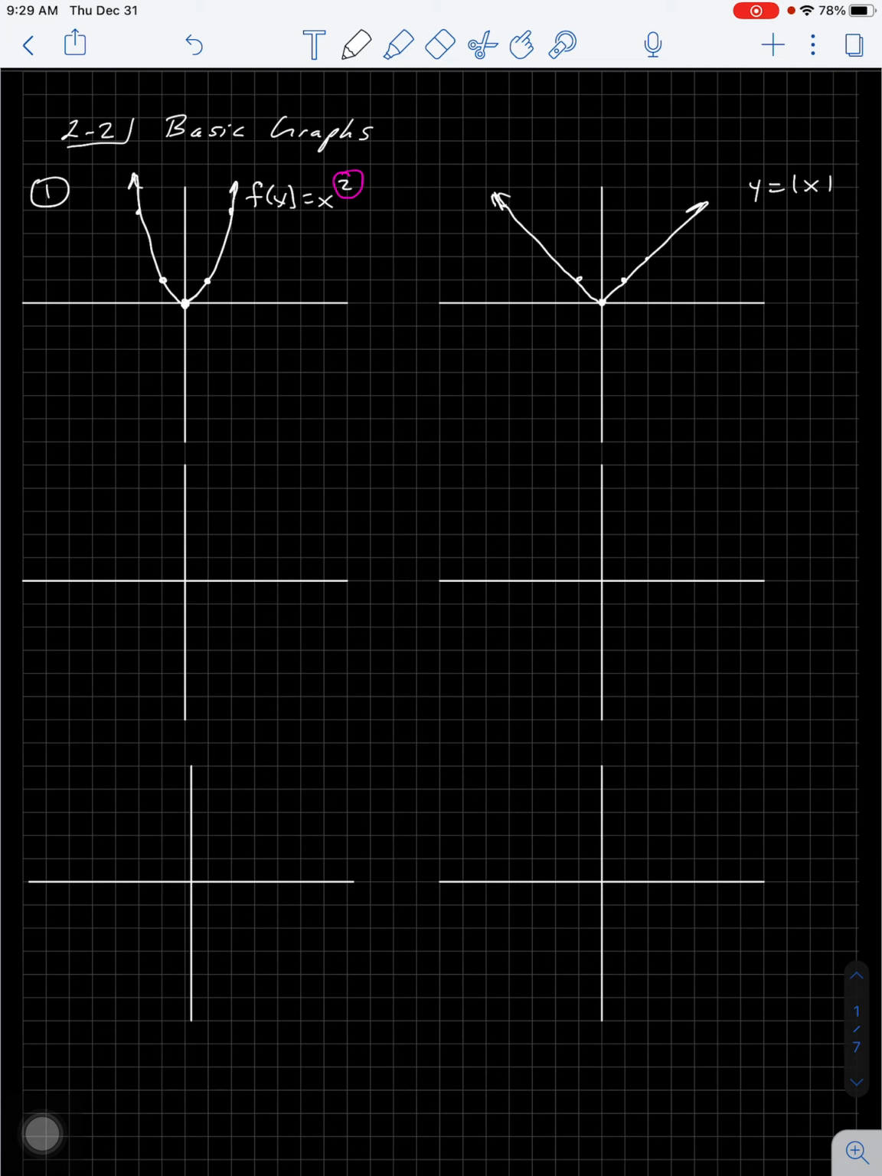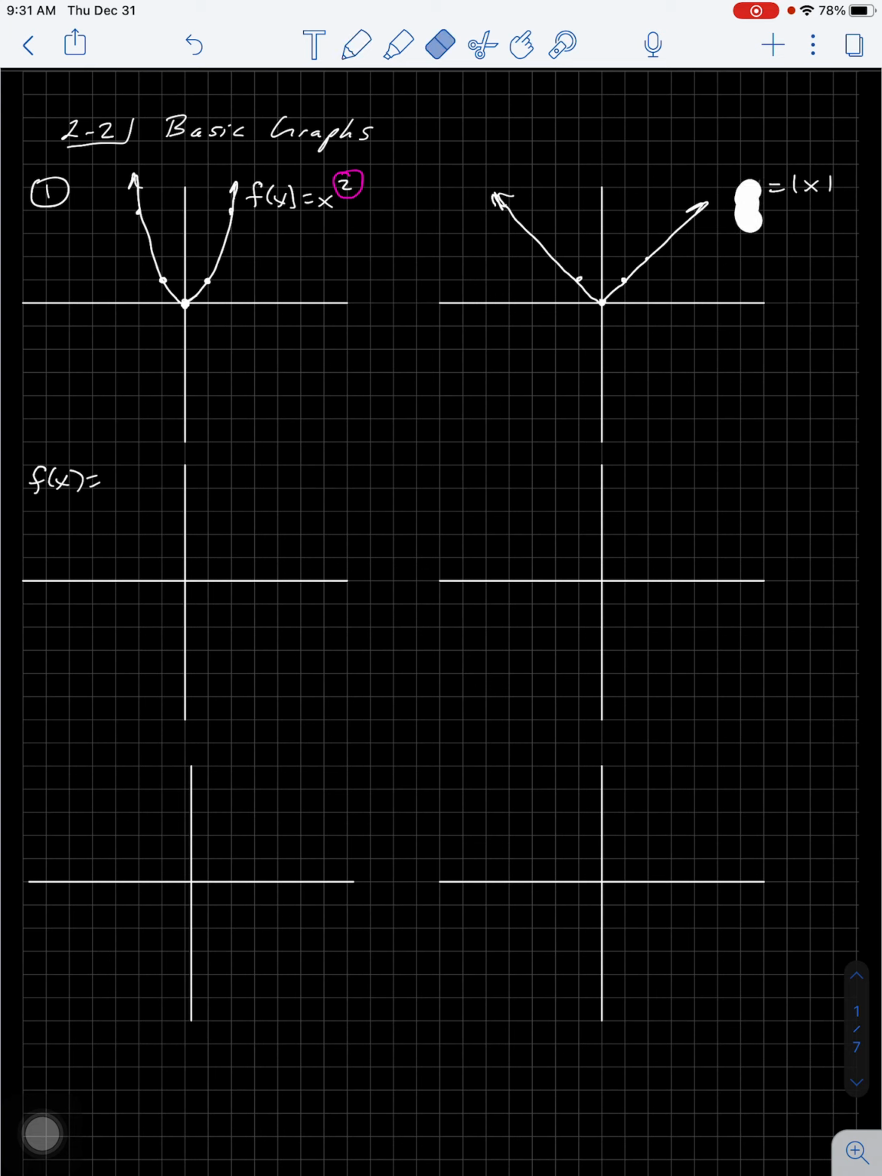Now, this V can move around depending on the equation, but this is what we call the parent graph. The basic graph shape is a V. So anytime you have a function with an absolute value in it, it will be some sort of V moved around somewhere, okay? The next shape that I want you to know is f of x.